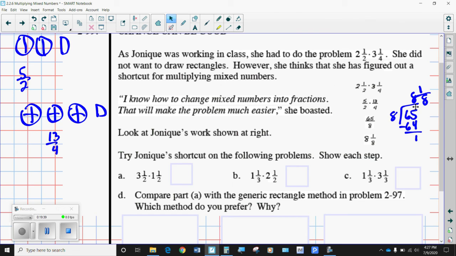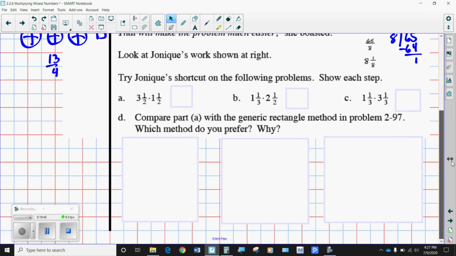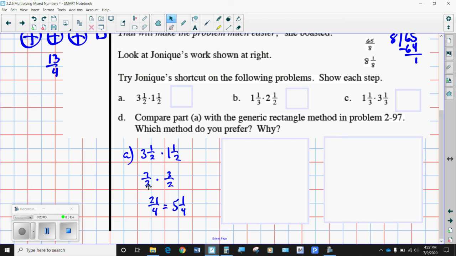Okay? So I would like for you to go through that process, but let's go through it together with A, and then you can do B and C. Now, if you want to use the rectangle, you could, but I think your shortcut is so much better. Let's start with this one right here. 3 1/2 is the same as 7/2, 7/2. 1 1/2 is the same as 3/2, 3/2. So when you multiply them together, you get 21/4. And how many fours fit into 21? Five of them with a remainder of one. So 5 1/4 ends up being the answer.